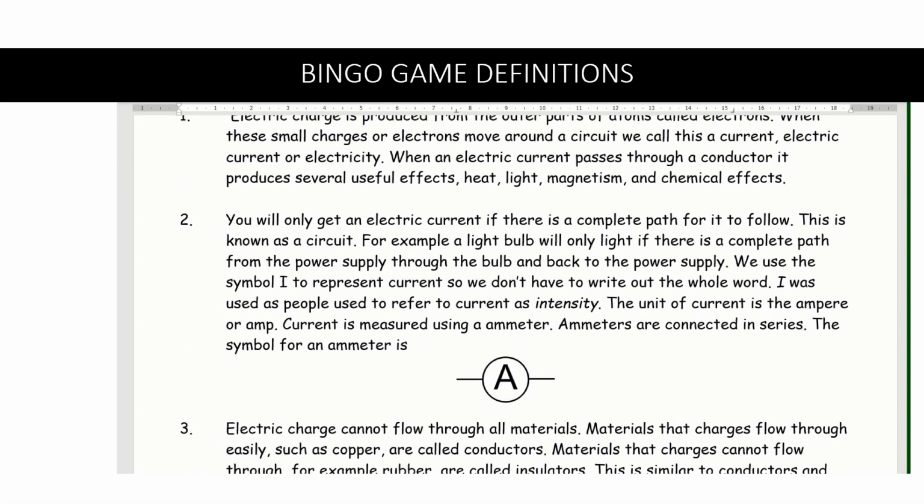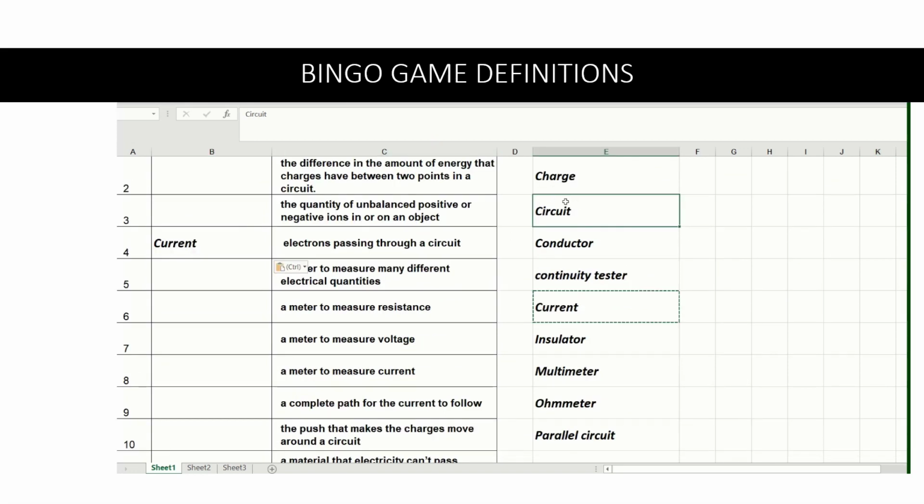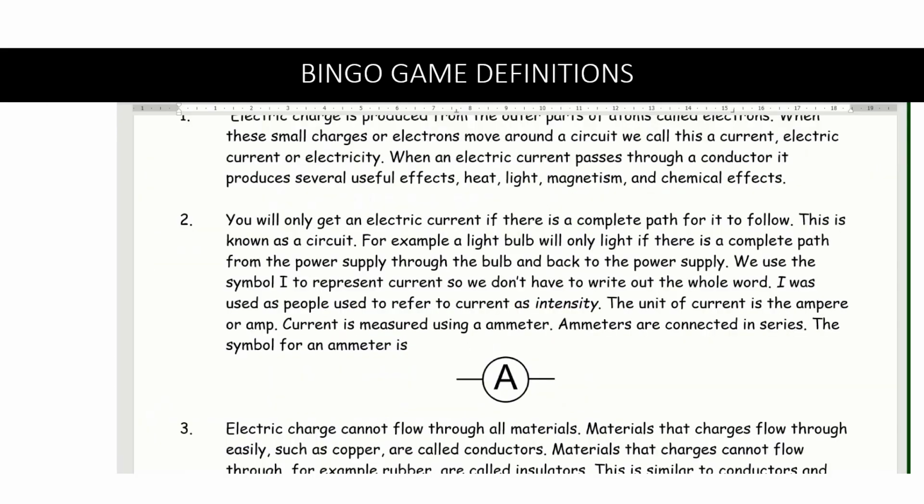You will only get an electric current if there is a complete path for it to follow. This is known as a circuit. Bingo! Did you get that one? So that's a circuit. And what's the definition of a circuit? Well, a circuit, if I can copy it, is a complete path for the current to follow. Did you beat me? We'll get there. That's 3 words done. Complete path for it to follow is a circuit.